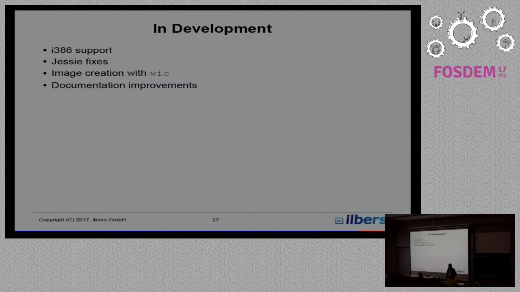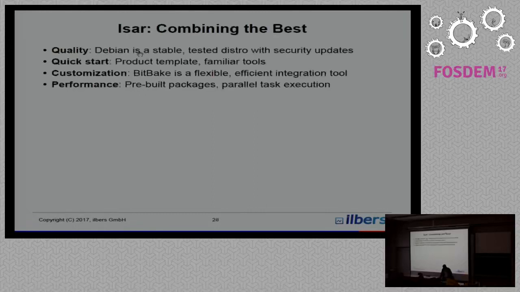And after we have done U-Boot and, in general, bootloader installation manually in recipes, we are looking at image creation with Wic, which is Yocto's tool to create images. It has a number of dependencies, and we are looking at what would be the right way to incorporate that in Isar. And we also have numerous documentation fixes.